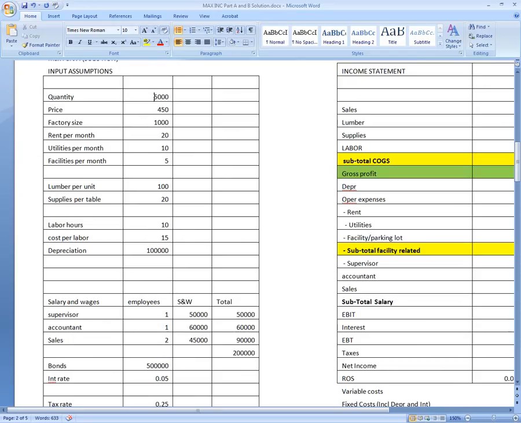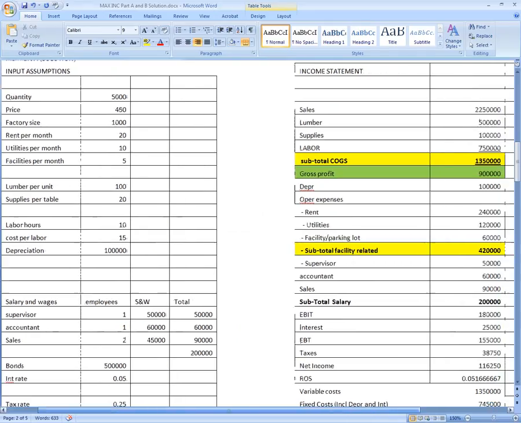So the quantity we said was 5,000. Price we said was $450. Factory size is 1,000. Rent per month is $20. Again, this is all the information that was provided to us. I'm just putting it on the left side. Typically, it allows me to keep the input assumptions on one side, and then I can use the Excel spreadsheet on the right side to do the calculation.